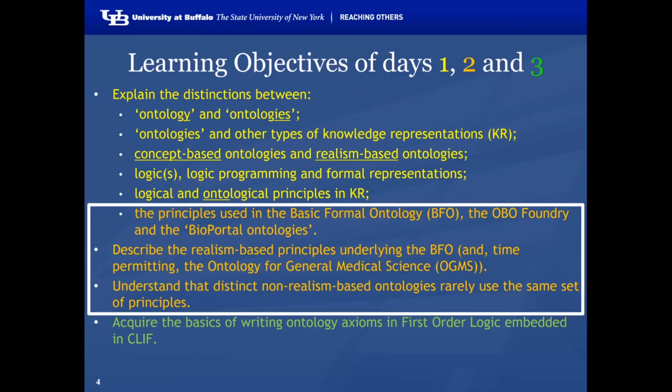In any case, what I would like you to be able to do is to understand also that distinct non-realism-based ontologies rarely use the same set of principles. So it is not just an aspect of realism-based ontology that it uses principles. Most ontologies use principles, but not all ontologies use the same principles, and that might make them incompatible if you try to combine them, or for work which is based on other principles than the ones that the ontology has been designed for.